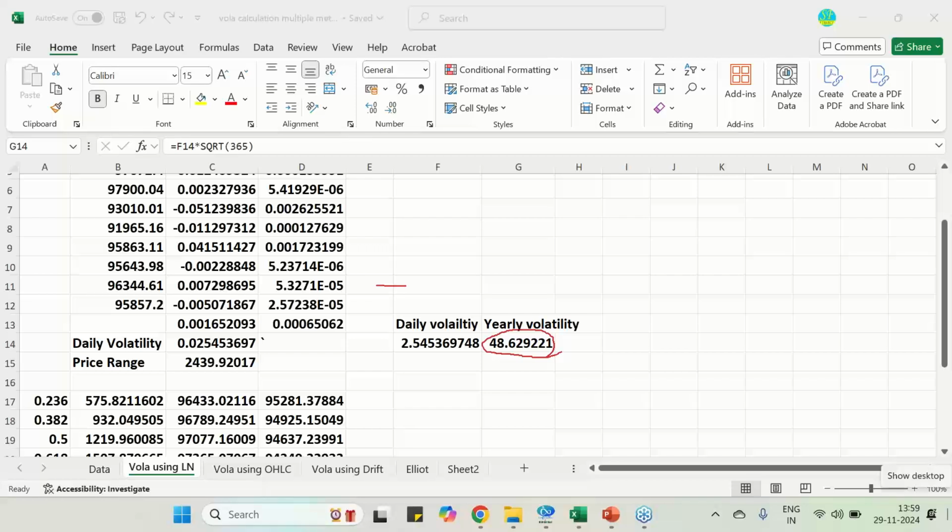It's a huge volatility, so we cannot use this particular volatility. We need to split it into different cycles and then use it for our analysis. So how will we split it into different cycles? What is a cycle? First we have to understand.